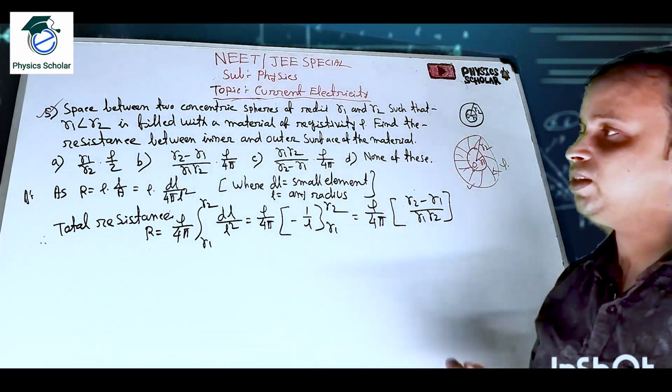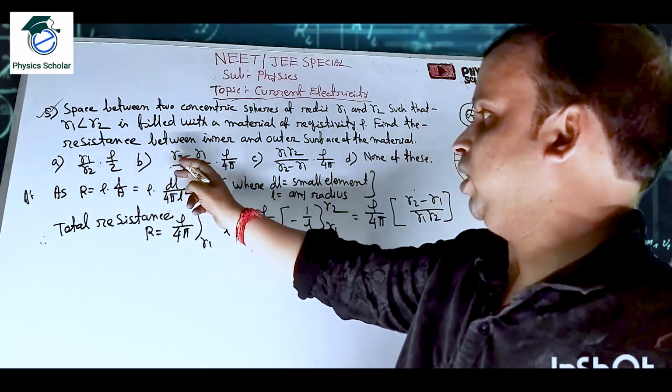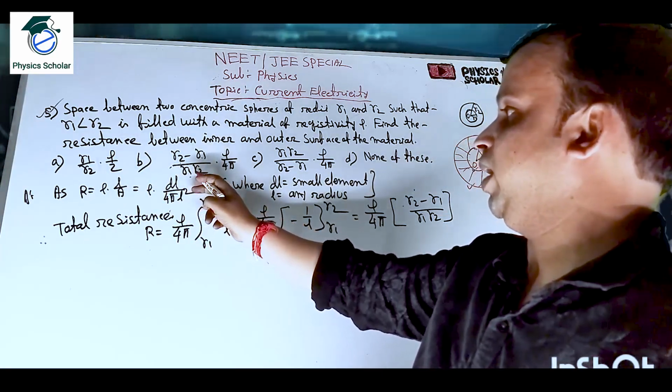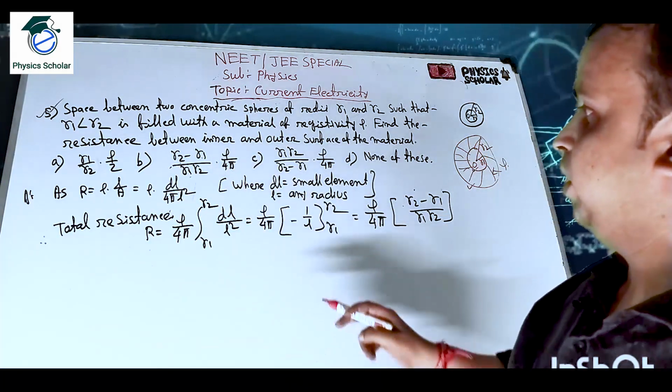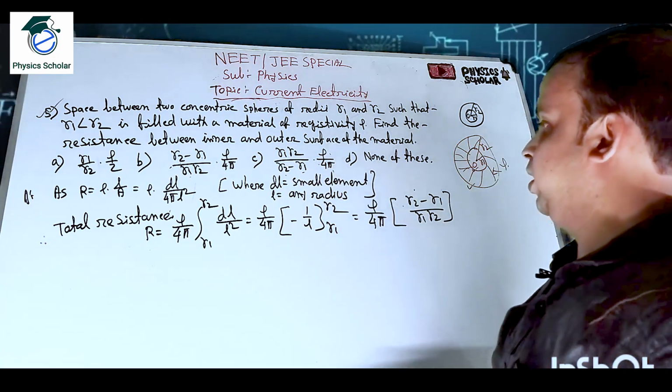The four options are given. Option A, R1 by R2 into rho by 2. Option B, R2 minus R1 by R1 R2 into rho by 4 pi. Option C, R1 R2 by R2 minus R1 into rho by 4 pi.